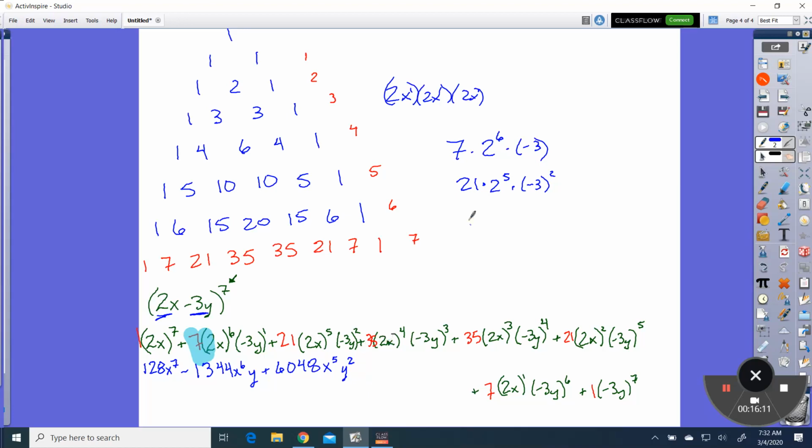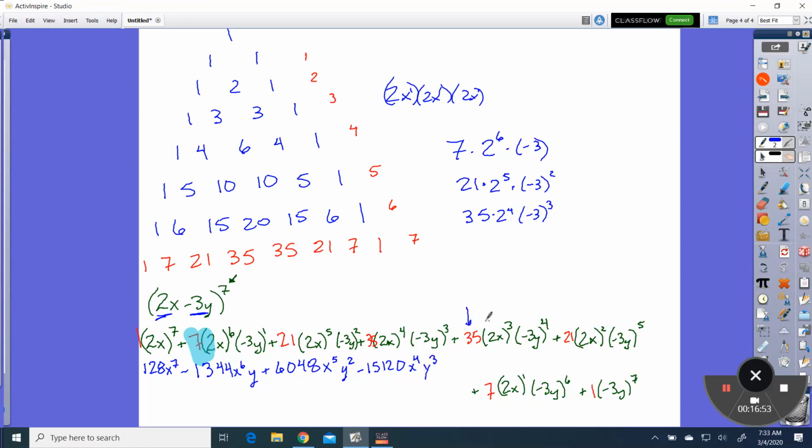Now your next one, that's a 35, times 2 to the 4th times negative 3 cubed. What's the negative cubed going to be? Positive or negative? So if it's an even power, it will be positive. If it's odd, it will be negative. So 35 times 2 to the 4th times negative 3 cubed. Minus 15,120. So that's x to the 4th, y cubed.